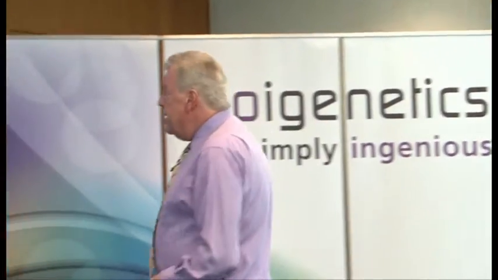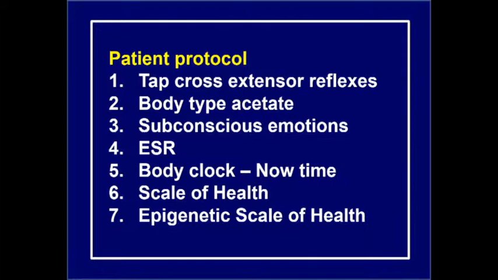The second one is I find their constitutional body type acetate. That's the standard sort of red, green, and blue acetates, which you're familiar with. So you learn a little bit about the body constitution, what things people are sensitive to, what foods they're good with, and what nutrients, and so on, the type of diet.